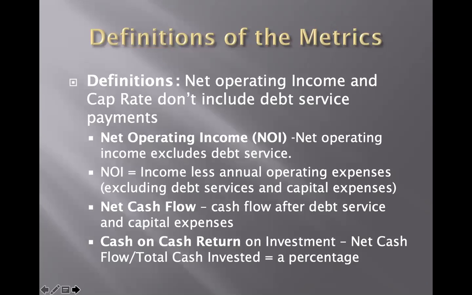So, defining the metrics, besides just looking at the bottom of our pro forma spreadsheet: net operating income and cap rate don't include debt service. NOI is income less annual operating expenses. Cash flow comes in after you subtract debt service and the capital expenses. And then your cash on cash return on investment is calculated by the net cash flow divided by the total cash that you invested in the property.